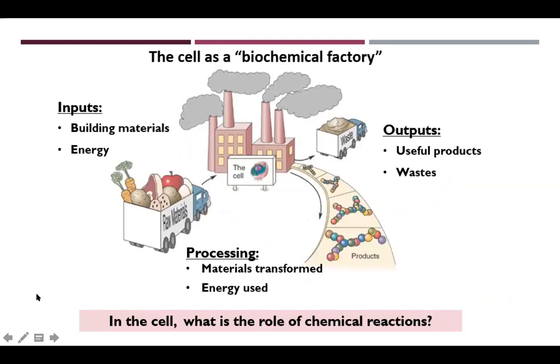Here we have a cell, and we like to think of it as a biochemical factory. So we input a bunch of building materials and energy, and we process those building materials and energy to transform into useful products that we need to use and also waste products. And this is the role of chemical reactions in the cell. It's to create useful products.